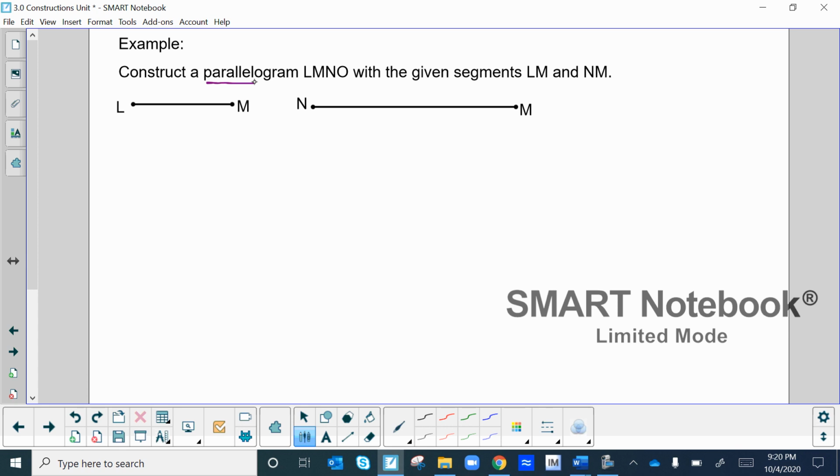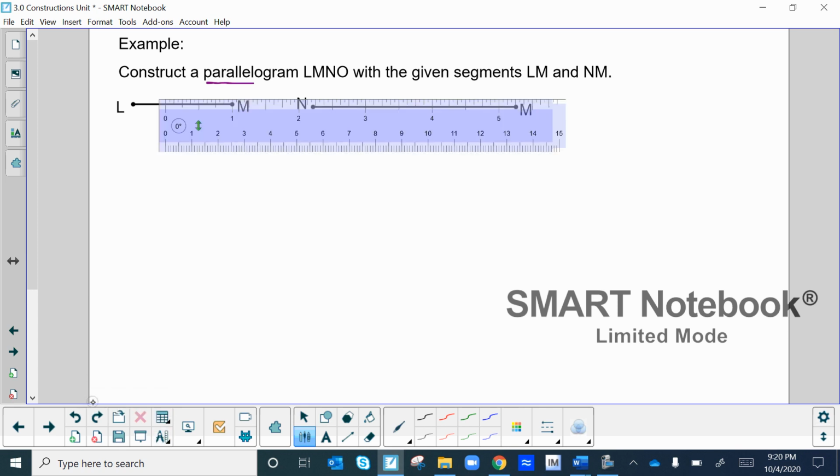I don't really want you to do a rectangle, okay? So we don't want to take the time and construct a right angle when we don't have to. So parallelogram just means opposite sides are parallel. So since I just taught you how to construct parallel lines, that's what we're going to utilize here. All right, so let me get my ruler and my compass.